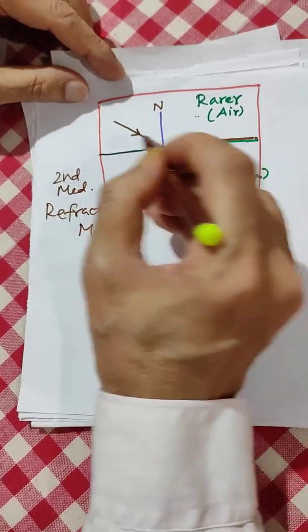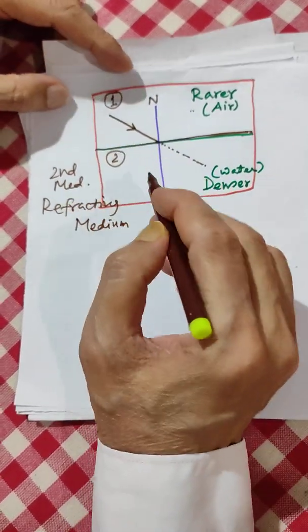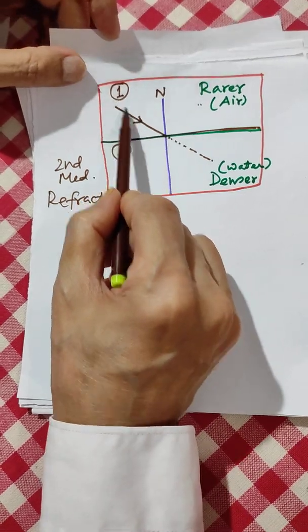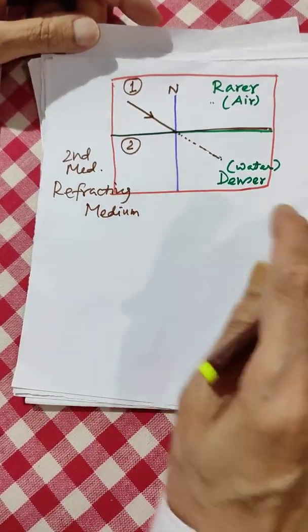Now this is the first medium, and this is the second medium. The second medium is called the refracting medium. Now light is coming from the first medium, entering into the second medium. This is the original direction.